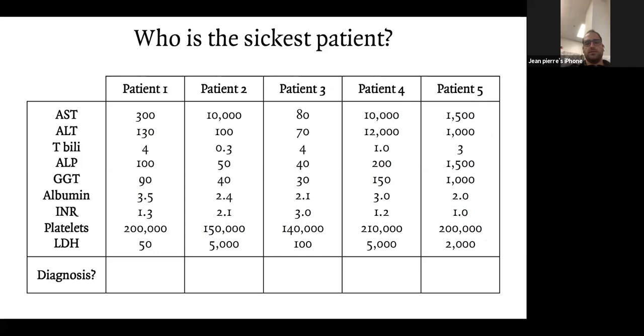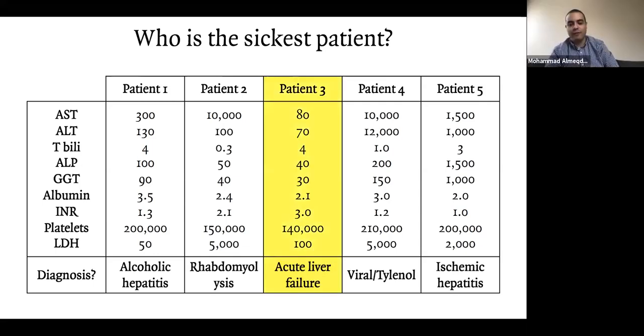Okay. So who's the sickest patient? Patient 3. Why? Because he's in, I think, full-blown liver failure. No liver anymore. Perfect. Patient 3 is in acute liver failure because his INR is 3. Everything else looks fine, well, not really that fine, but look at that albumin. His albumin is 2.1, with an INR of 3. That should be flashing in your brain that something is going on.